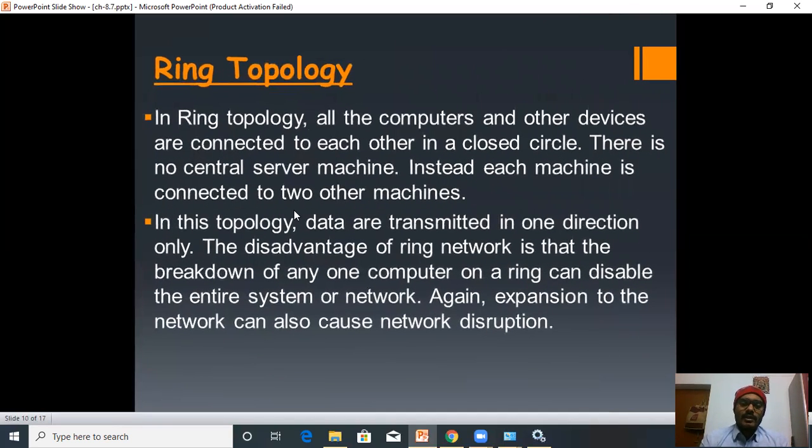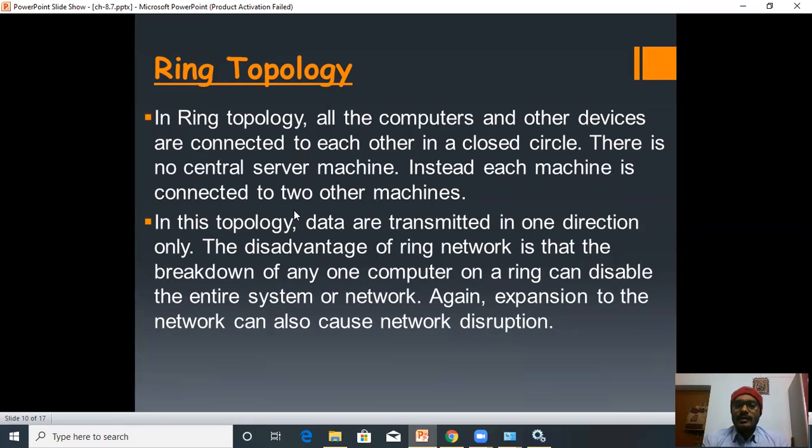You can see the next point. In this topology, data are transmitted in one direction only, and the disadvantage of a ring network is that the breakdown of any one computer on a ring can disable the entire system or network. If there is a breakdown of any one computer on the ring, it can disable the entire system, or it can disable the entire network.